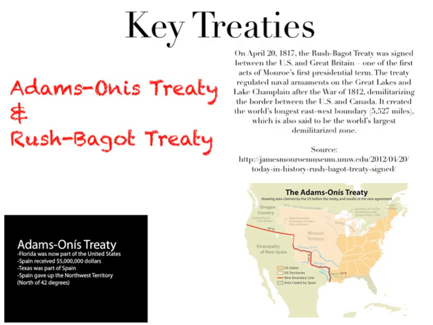The next treaty we're going to talk about is the Adams-Onís Treaty, and that was signed in 1819. This one's really important for Florida students because this is how we become part of the United States.